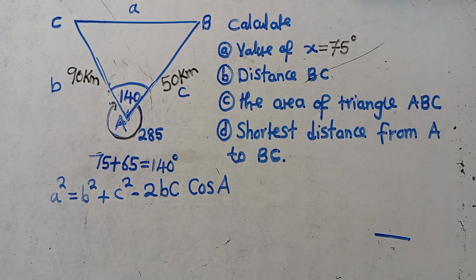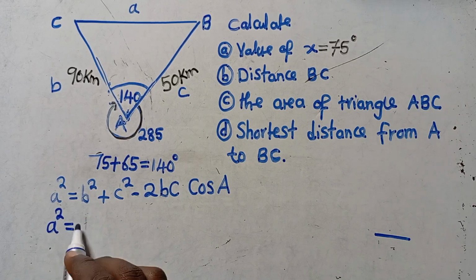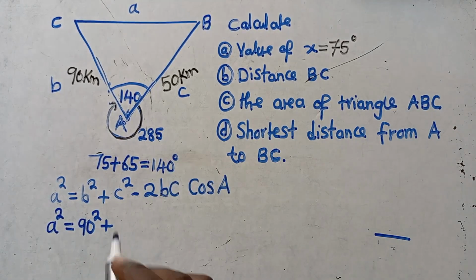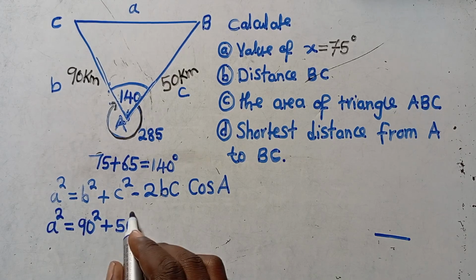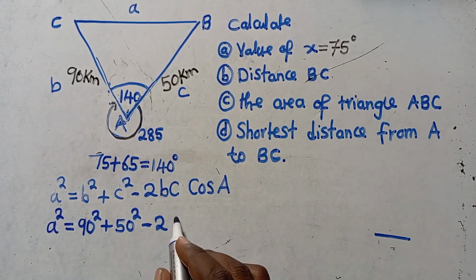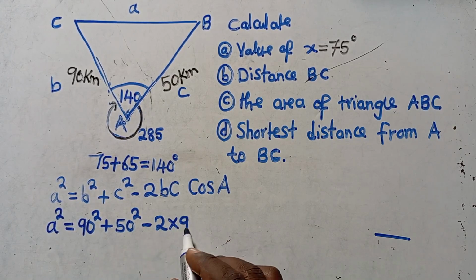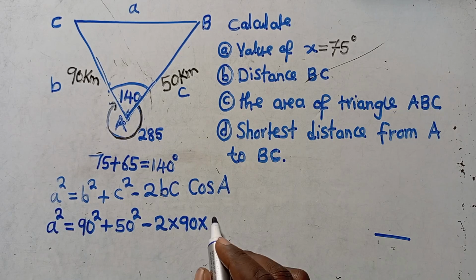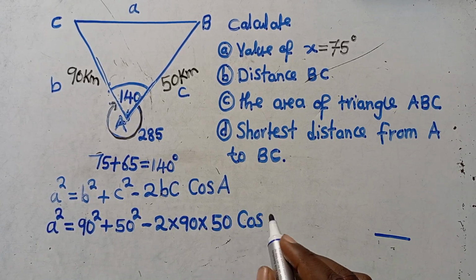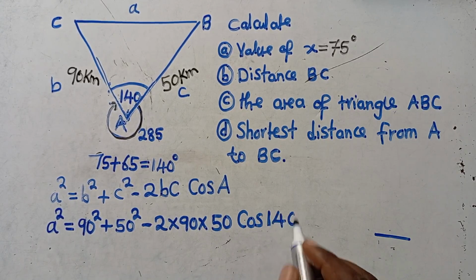So from here, the next thing is just to substitute, where I'm going to say a squared is equal to, what is b squared? B squared, that is 90 squared plus c squared, c is this one, that is 50 squared minus 2 times, so what is b? 90 times, what is c? 50. Then I say cos a, angle a, that is 140.